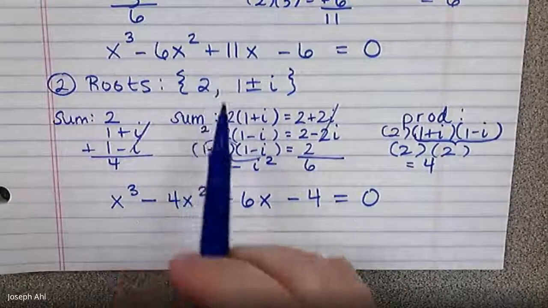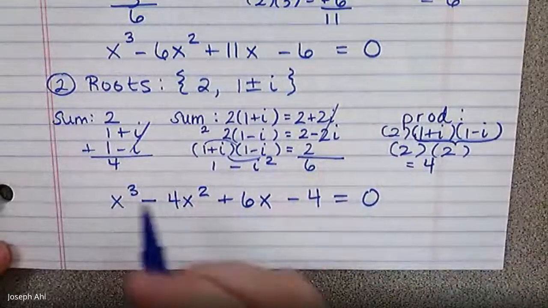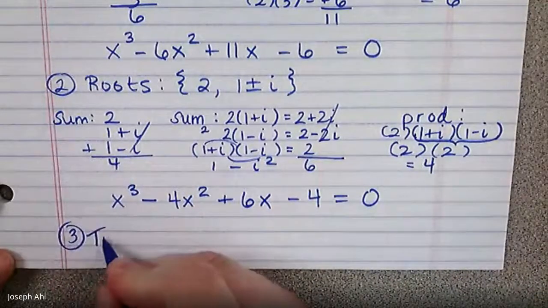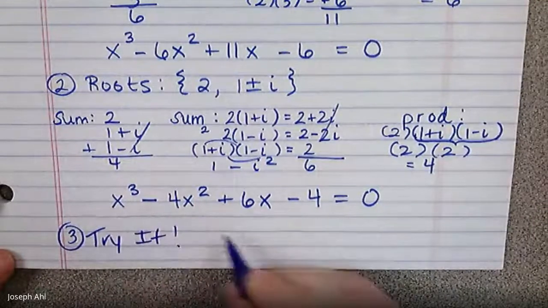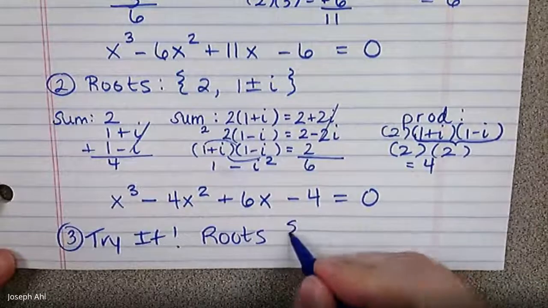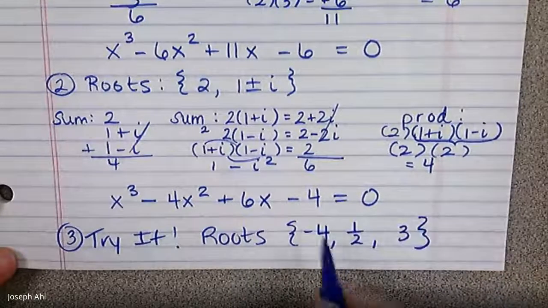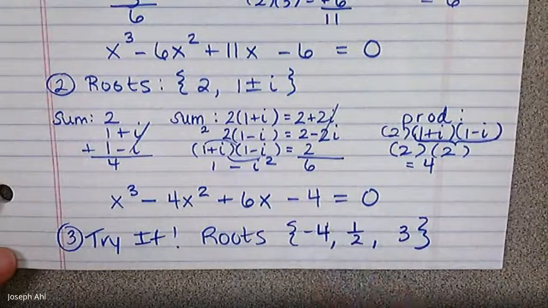If you understand this new concept of sum 2 at a time, working backwards with cubics is not all that different than with quadratics. I am going to have you try one on your own that we'll recap next time. I'm going to give you roots of negative 4, 1/2, and 3.